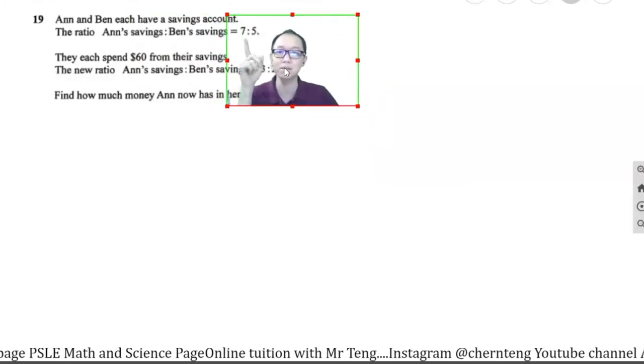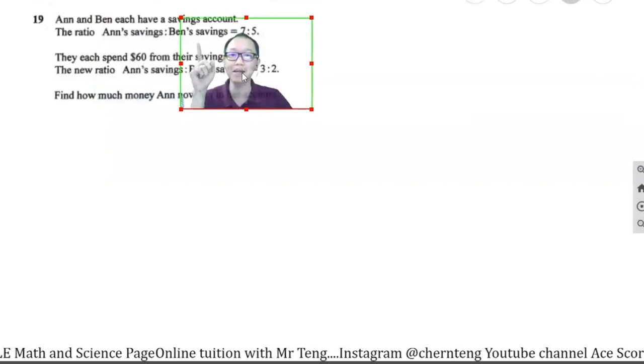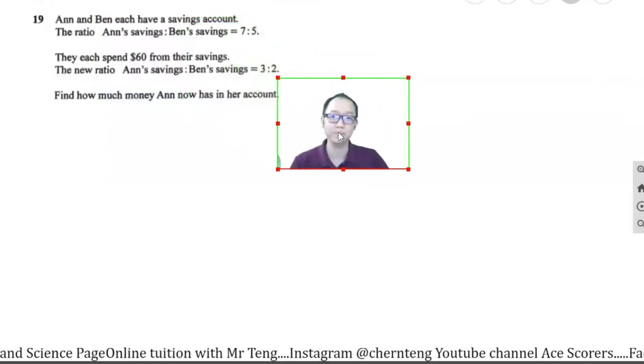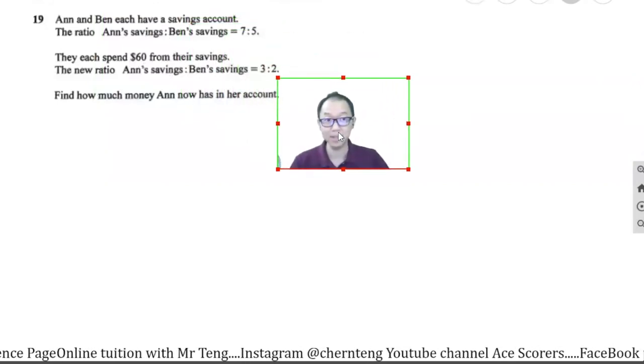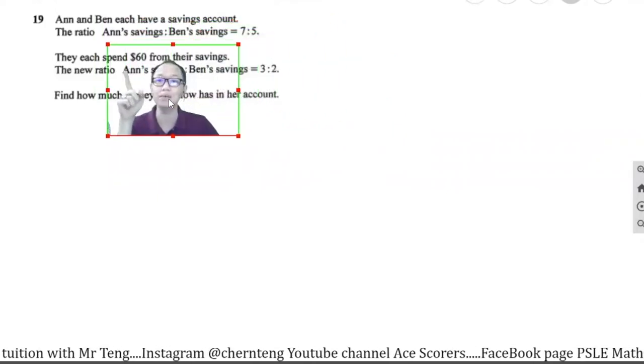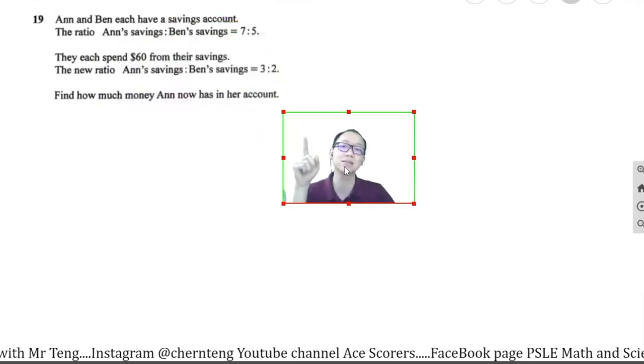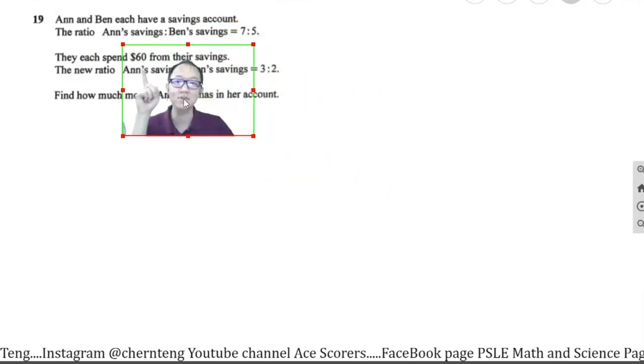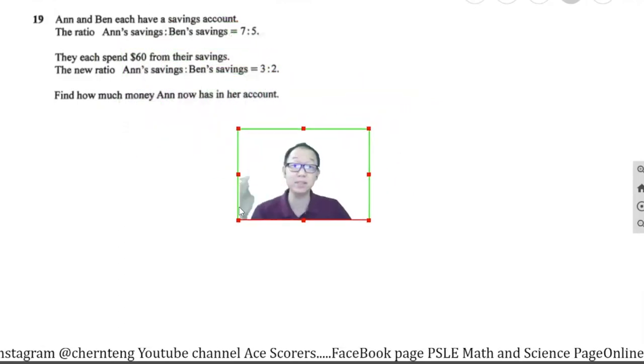Now this question is called difference unchanged. What do you mean by difference unchanged? The difference between N and Ben doesn't change. One more time, the difference between N and Ben doesn't change. Why? Because both spend $60. So if both of them spend $60, the difference doesn't change.